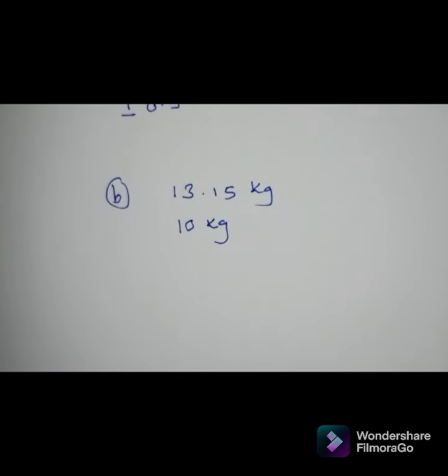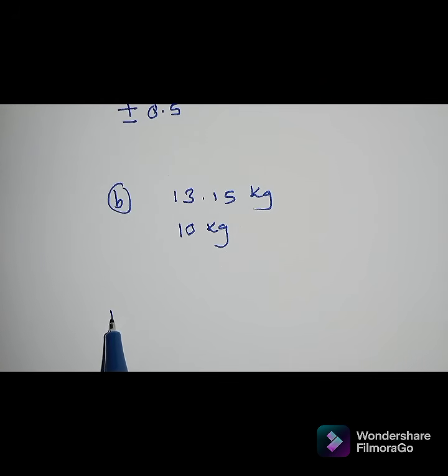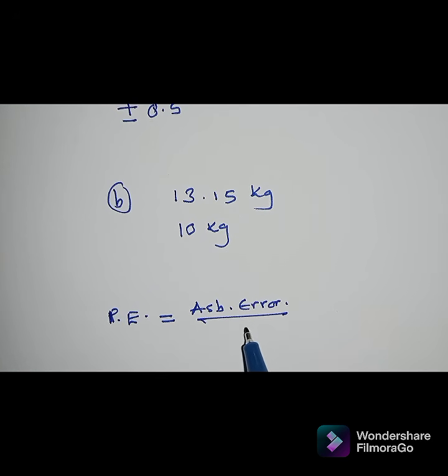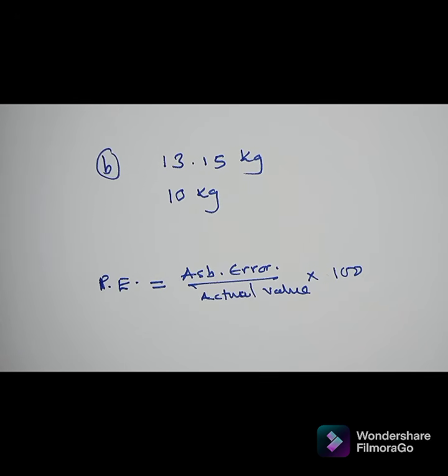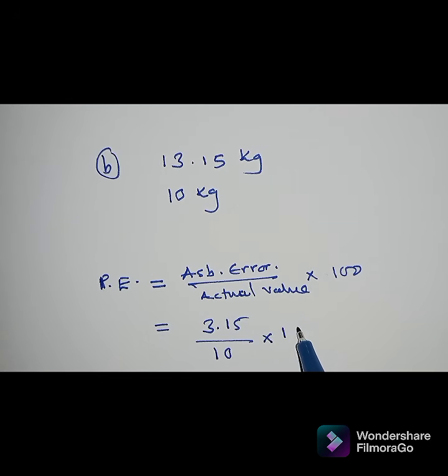So for us to find the percentage error, we need to first understand the formula, which says that percentage error is equal to absolute error over actual value, multiplied by 100. Okay, so here the absolute error will be equal to 3.15 over the actual or the true value, which is 10, times 100.